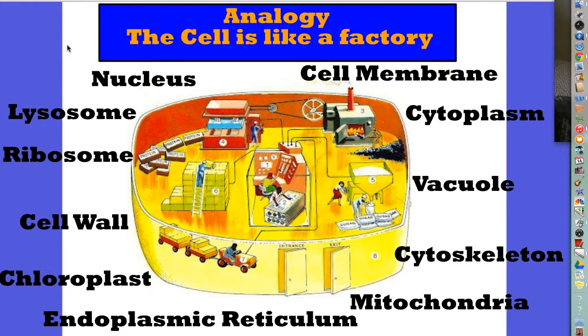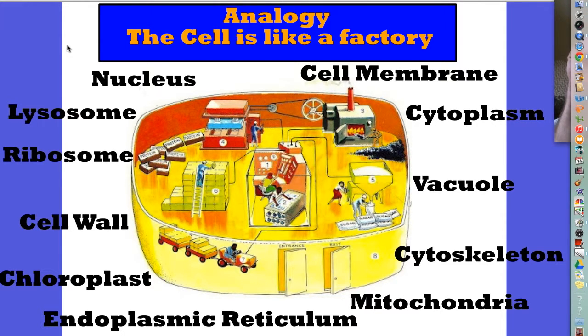Vacuoles store important materials for use in the cell. And so in this cell factory analogy, any storeroom that would have extra materials waiting to be used would be like the vacuole. Cytoskeletons are internal structures inside of the cell that help to give it shape and support. So if you're walking around inside of a factory and you see steel beams or girders holding up that structure, that would be just like the cytoskeleton.